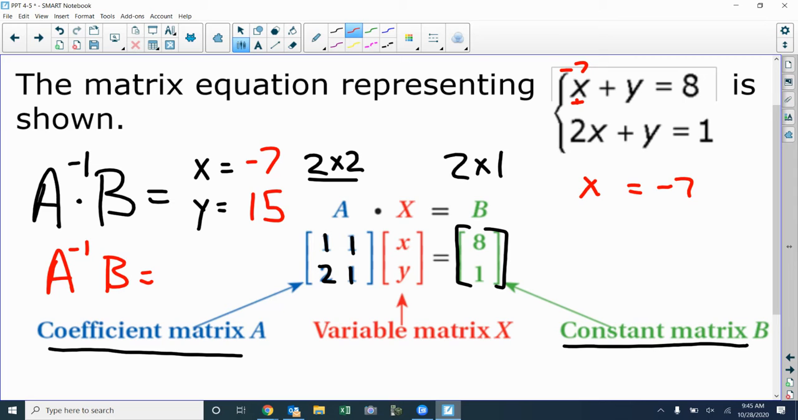How we doing, get it? Here, that's where we're supposed to get the -7, and then 15. Good. You see how easy that is? That's pretty easy to solve a system of equations. All right, let's try another one.